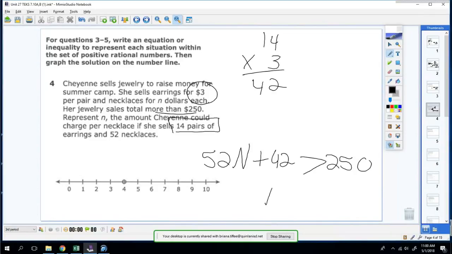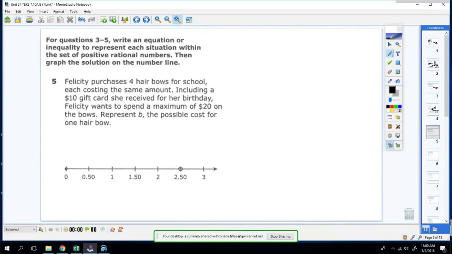When you solve it, you get n is greater than 4. Since there's no equal, it's going to be an open circle, and it goes to the right because it's greater than 4. Number 5, Felicity purchases 4 hair bows for school, each costing the same amount. Including a $10 gift card she received for her birthday, Felicity wants to spend a maximum of $20 on the bows. Represent b, the possible cost of the hair bow.